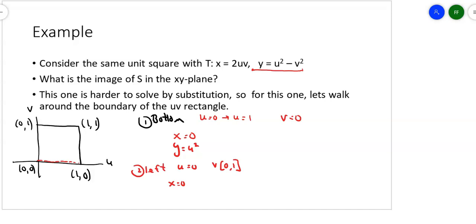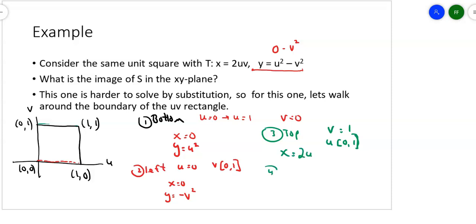On the other side, if I do 0 minus v squared, I'll end up with y equals negative v squared. Okay. Look at the top. All right, what's happening along the top? Along the top here, the v values are equal to 1. The u values are increasing from 0 to 1. All right, so go back to my original equations. If x is equal to 2 times u times v, then x is equal to 2 times u times 1.